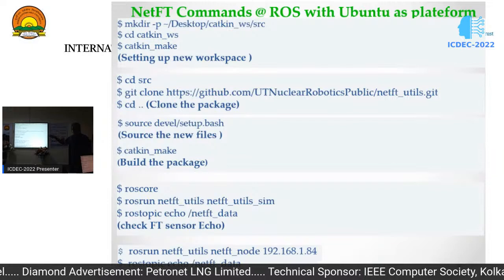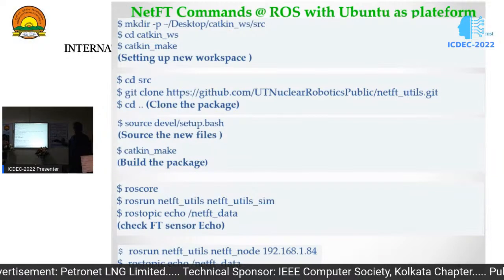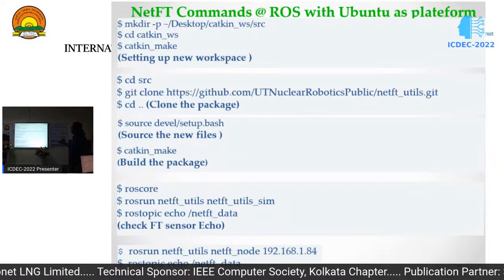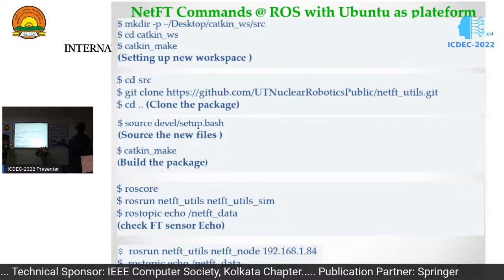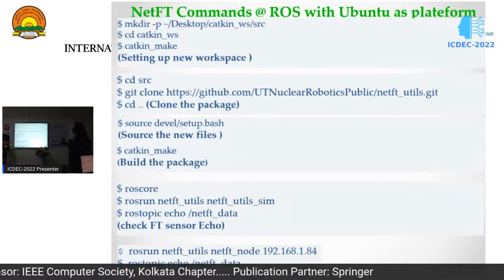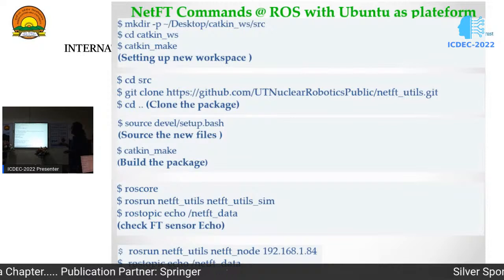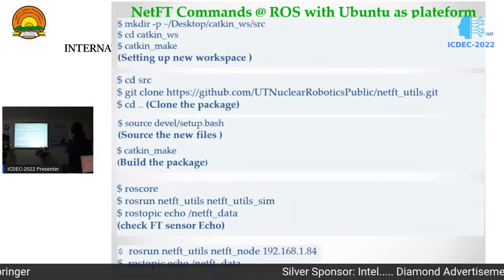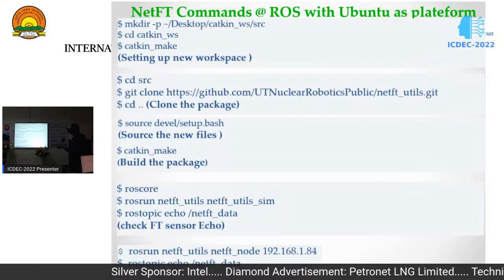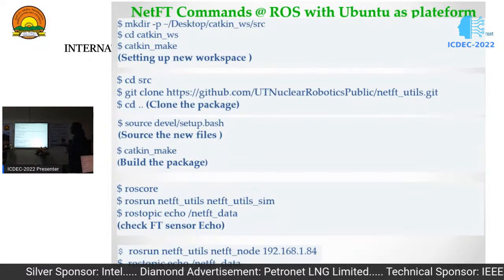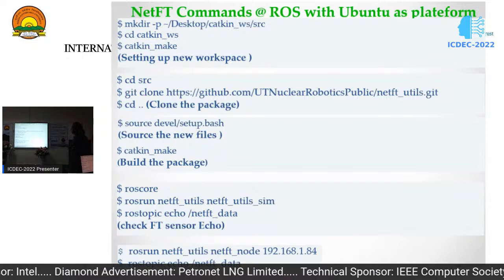These are the commands you need to fire in sequence in order to trigger it. First of all, set up a new workspace. That workspace is known as the catkin workspace. Under this, all your netft files are stored, and then you will have to download the package from Git. You will have to clone the package, source the file, and build the package with catkin_make. Then you will have to check the FT sensor.